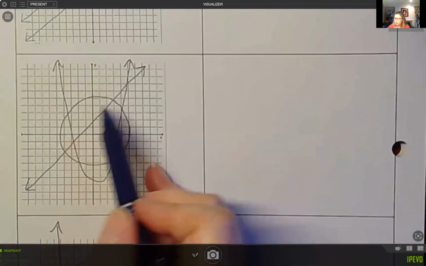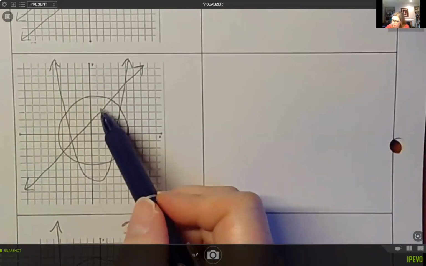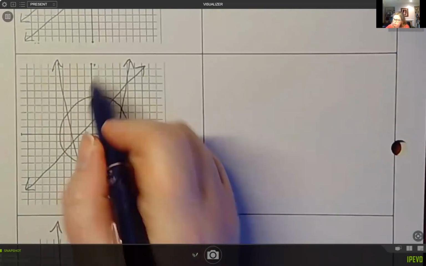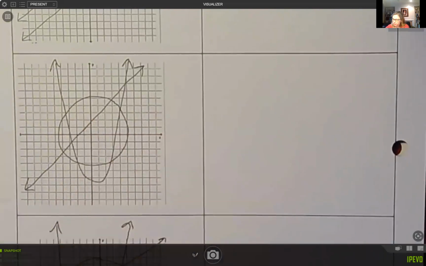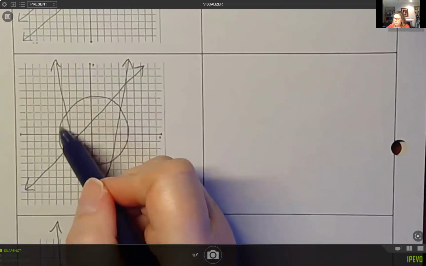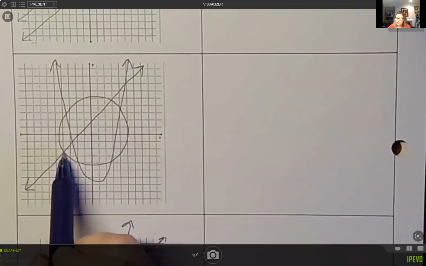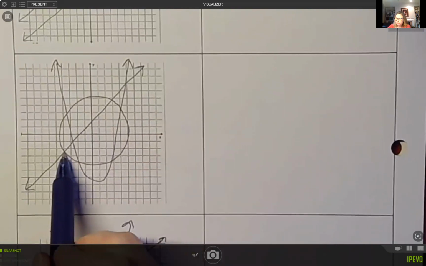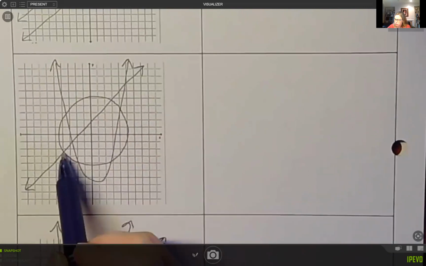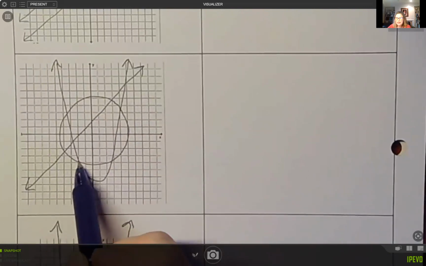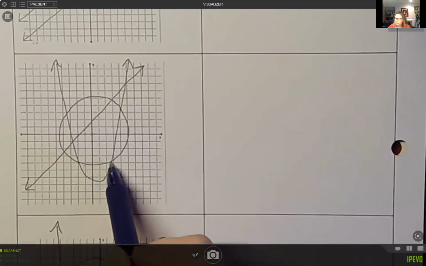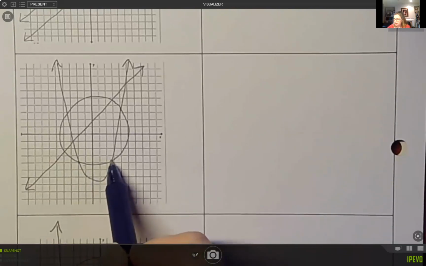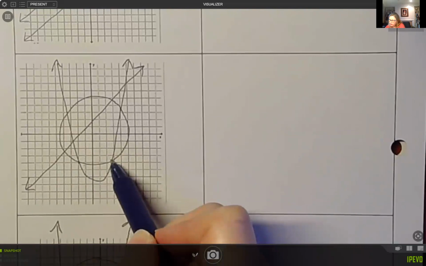Okay, so I'm just going to follow along the graph of the circle, and here's an intersection between the circle and the parabola, but the line does not intersect there. Okay, moving along, here is an intersection of the line and the circle, but the parabola doesn't intersect. Okay, moving on, here's the circle and the parabola again, but not the line. Okay, moving on, here's another point where the circle and parabola intersect, but not the line, so that's not a solution.